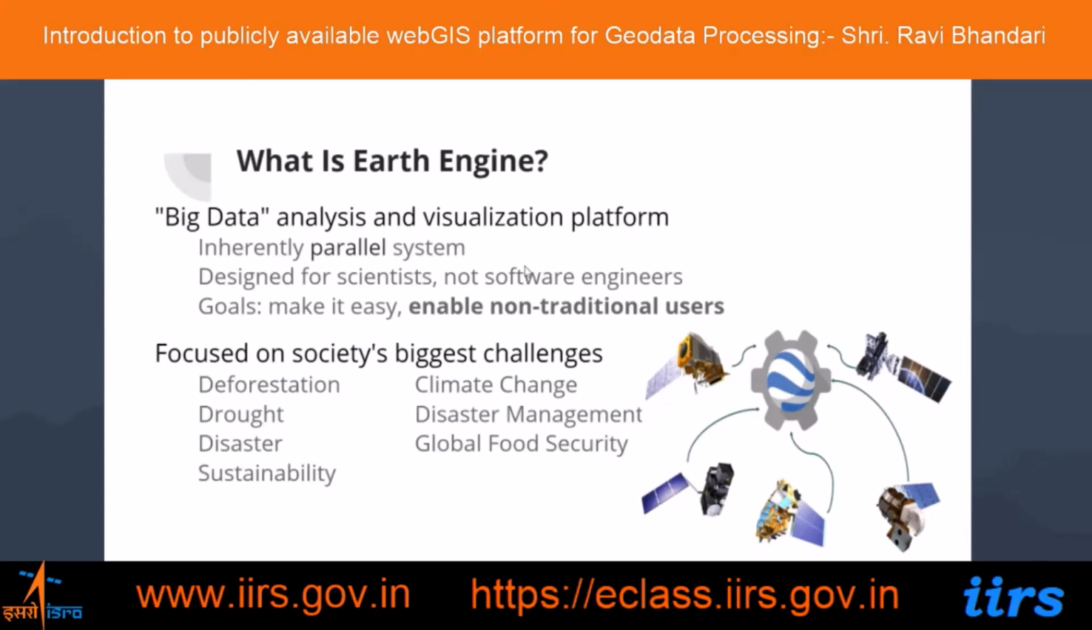First thing, it is an inherently parallel system. Google Earth Engine is based on Google's cloud platform. So your data is spread across multiple machines on the internet, and even when you access or process that data, the processing doesn't happen on a single system. It happens across multiple systems together, and the results are combined and presented to the user as a single output.